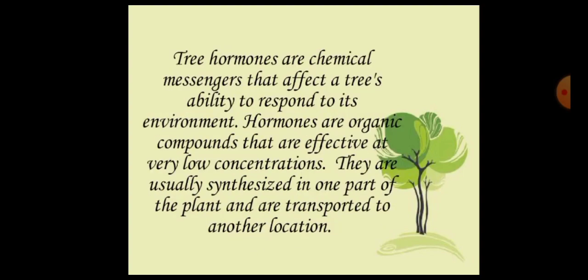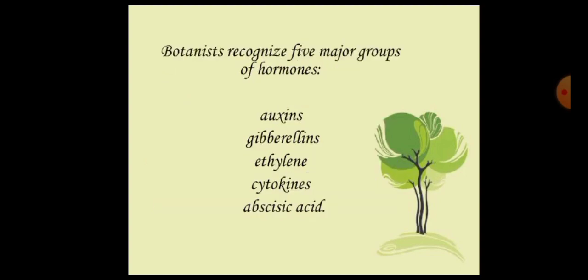Hormones are chemical messengers that affect a tree's ability to respond to its environment. Hormones are organic compounds that are effective at very low concentration. They are usually synthesized in one part of the plant and are transported to another location. Botanists recognize five major groups of hormones: auxins, gibberellins, ethylene, cytokinins, and abscisic acid.